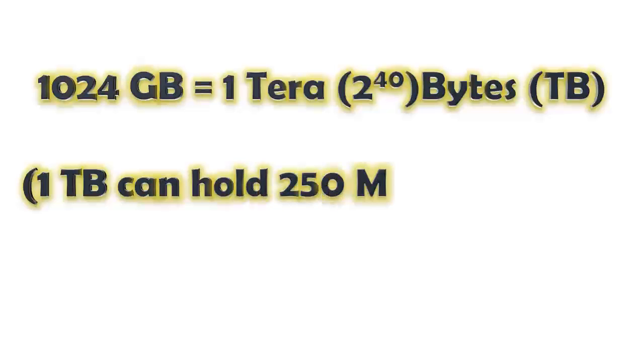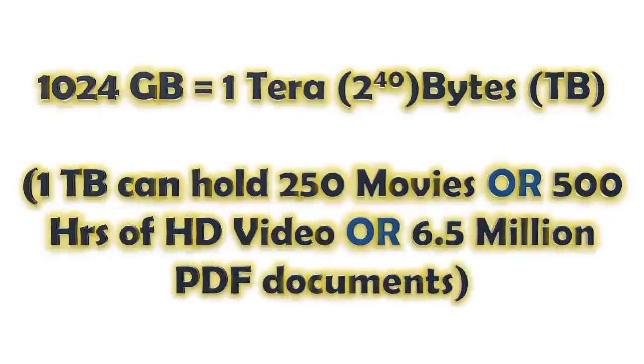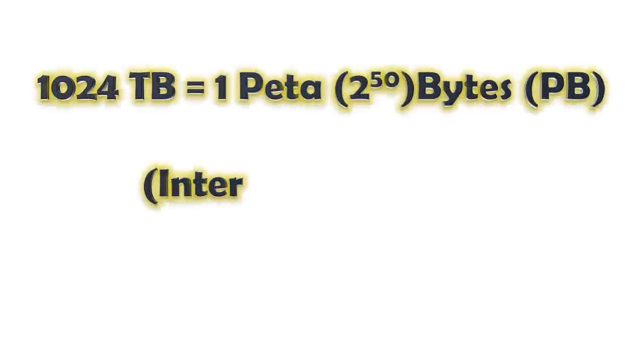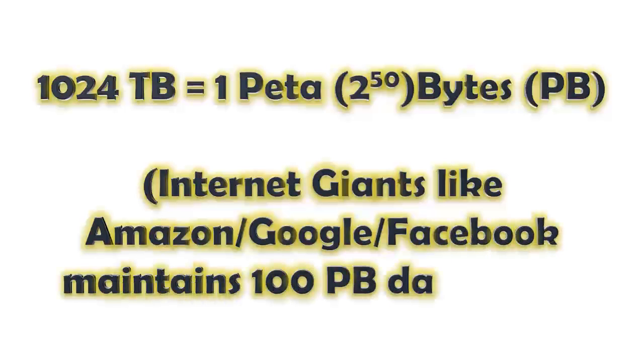1024 gigabytes is called 1 terabyte. 1 terabyte of storage can hold 250 movies, or 500 hours of high definition video, or 6.5 million PDF documents. 1024 terabytes is called 1 petabyte. Internet giants like Amazon, Google, Facebook maintain about 100 petabytes of data each.